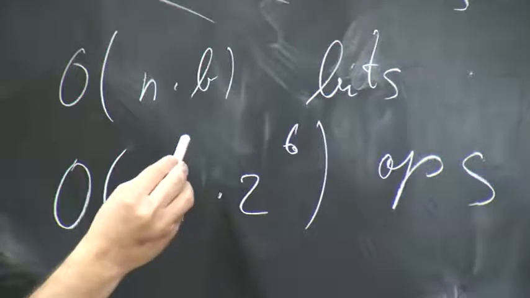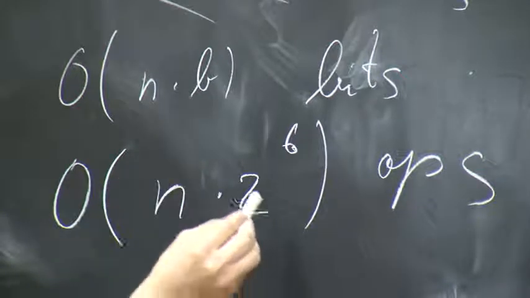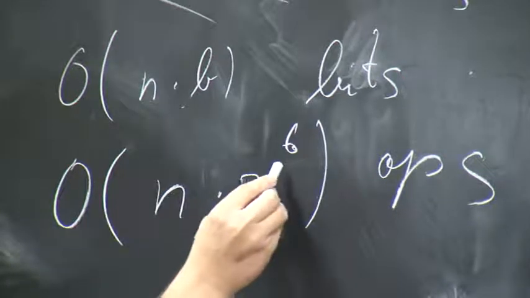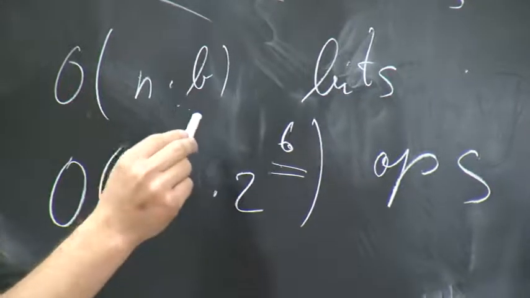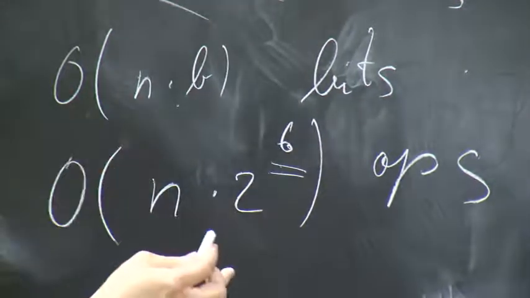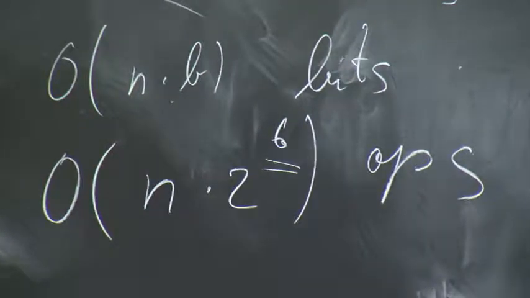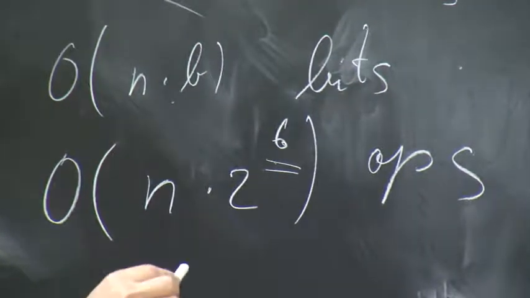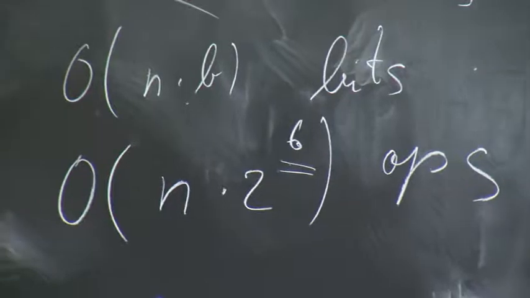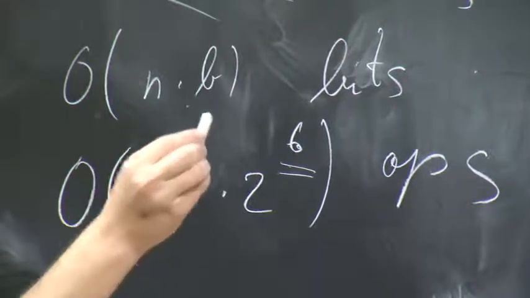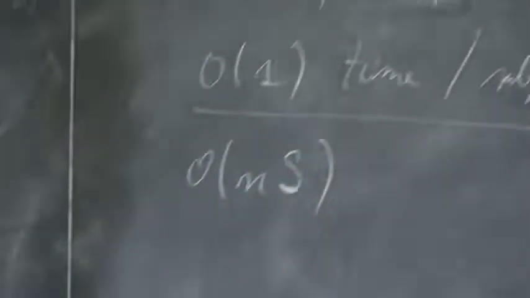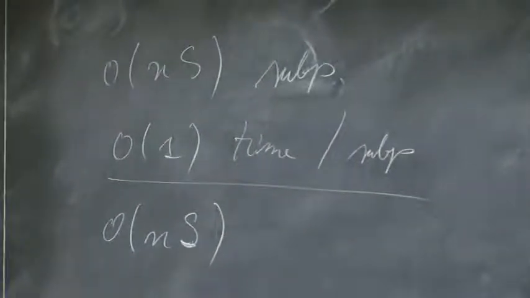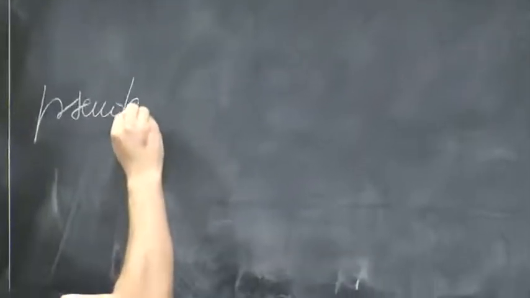This is a polynomial in n and b. But here, if I write the input this way, I have b as an exponent. So if I double the number of bits by doubling the field size, my running time increases quadratically. So this is not polynomial. However, if I write it as order of n times s, this looks like a polynomial. So it looks like a polynomial, but it's not really a polynomial. So that's why it's pseudo, as in fake.